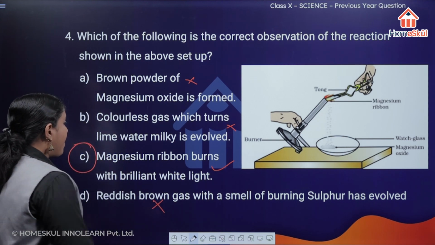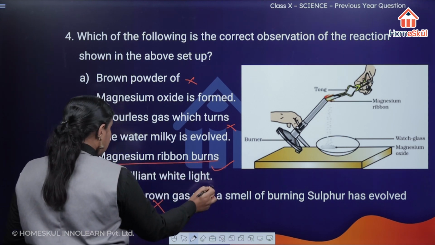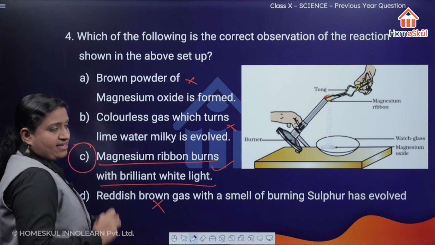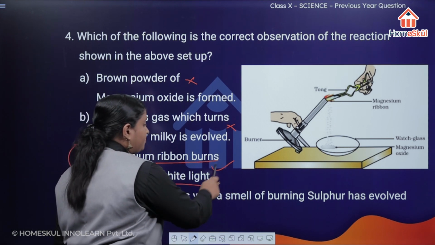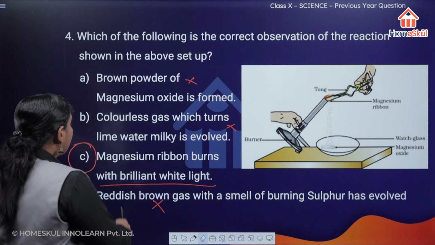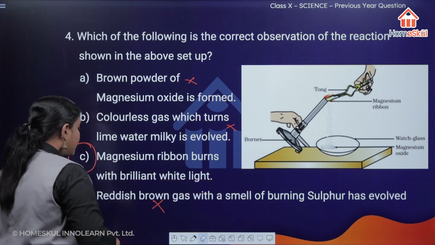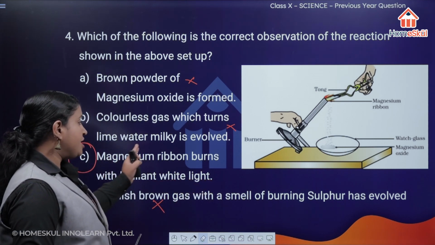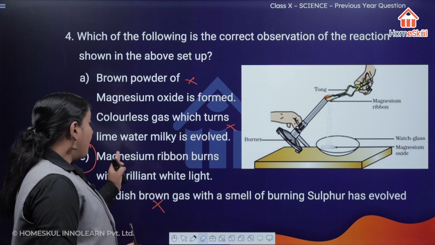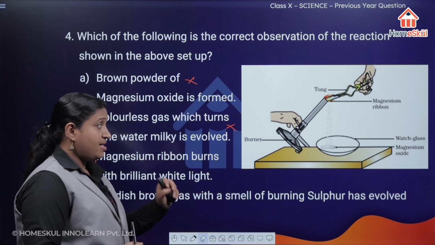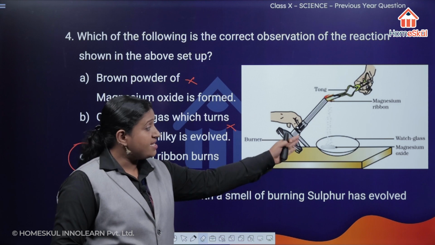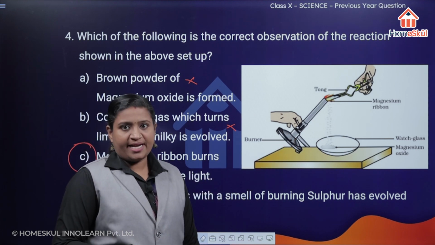Option C. Magnesium ribbon burns with brilliant white light. Clear, children? Okay. So, the answer for this question is option C. Magnesium ribbon burns with brilliant white light. And what is the product formed here? That is magnesium oxide. Okay.